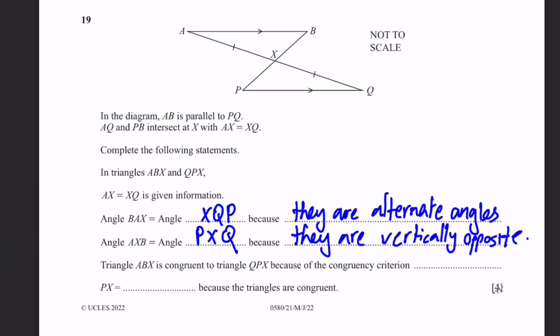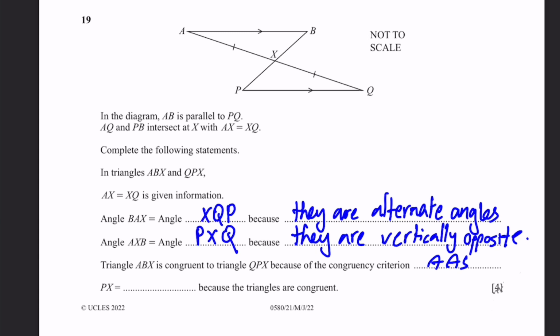Next, triangle ABX is congruent to triangle QPX because of the congruency criterion dash. So we know that these angles are equal. We know that these sides are equal. And we know that these angles and these angles are equal. So we know all three angles are equal, but we need to have at least one side. It means we have one side here, we have an angle and we have another angle. So because of the congruency criterion AAS, which means angle, angle, side, because the two pairs of angles are the same and one pair of sides are the same.